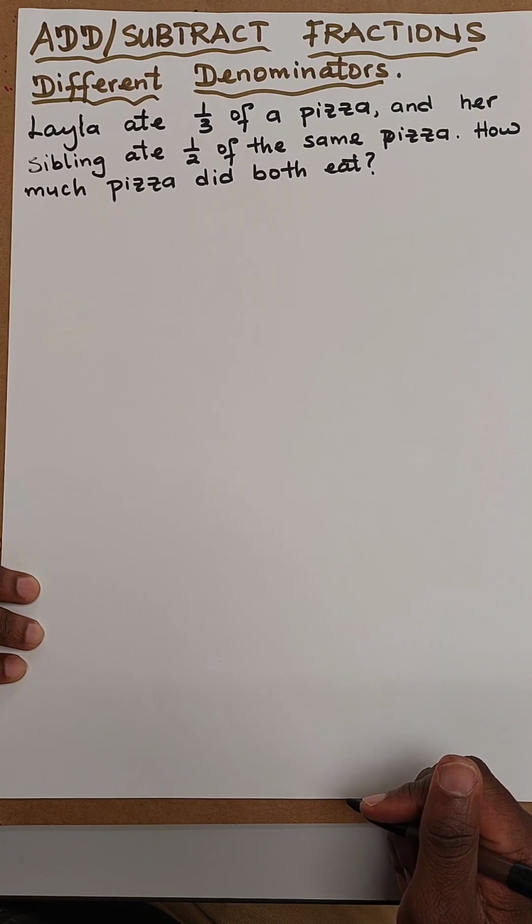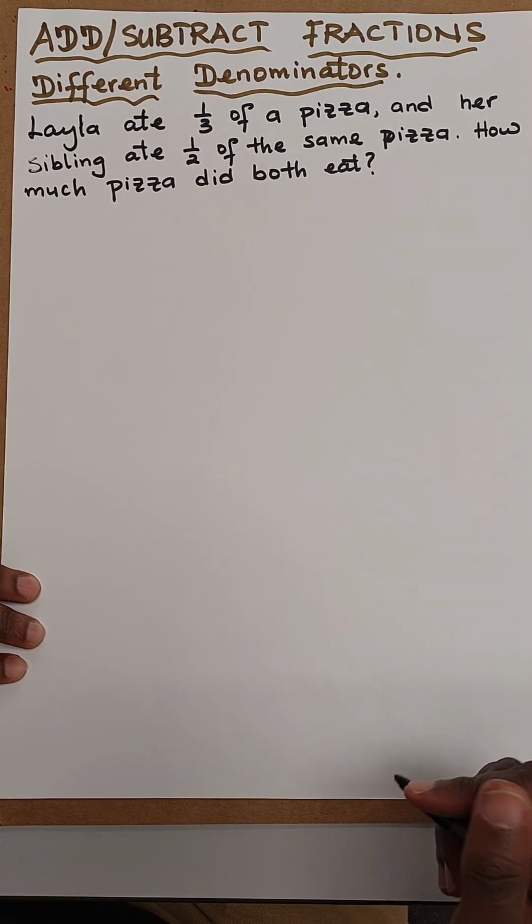Layla ate a third of a pizza and her sibling ate half of the pizza. How much pizza did they both eat? Okay, that is a good question we want to find out. Is there any more pizza left? Did they eat the whole pizza? Did they only eat a fraction of the pizza?